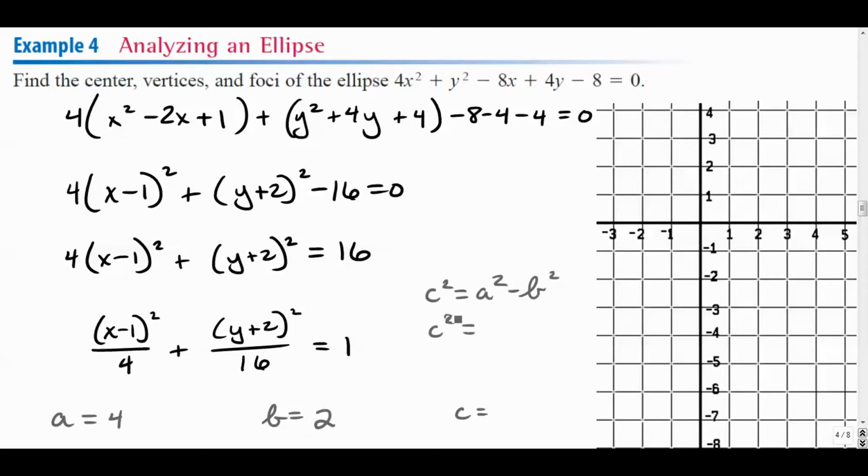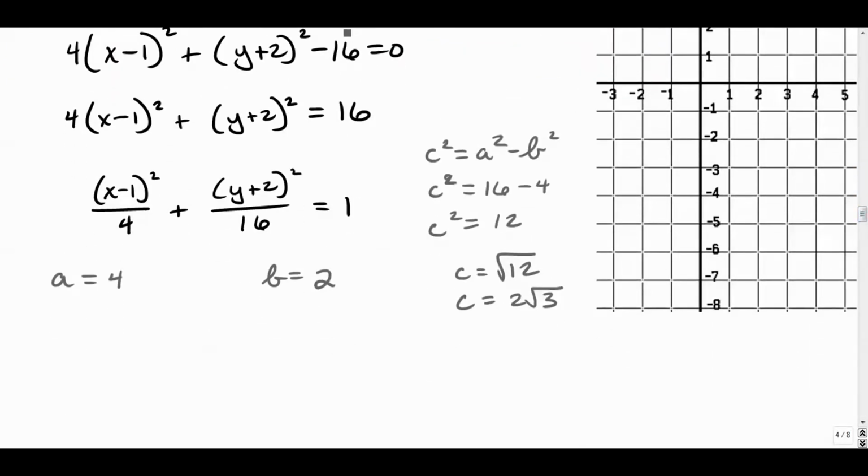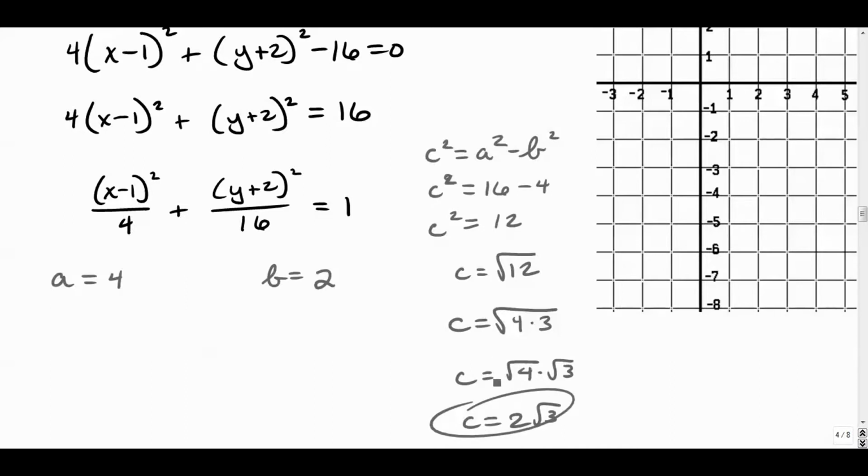So C squared is equal to 16 minus 4. C squared is equal to 12. So C is equal to square root of 12. Square root of 12 is 2 radical 3. And I did some radical simplification there. You can see that in some of my other videos, but what I'm basically doing is breaking 12 up into radical 4 and radical 3. The square root of 4 is 2. So there we go. There's our C value in its simplest terms.